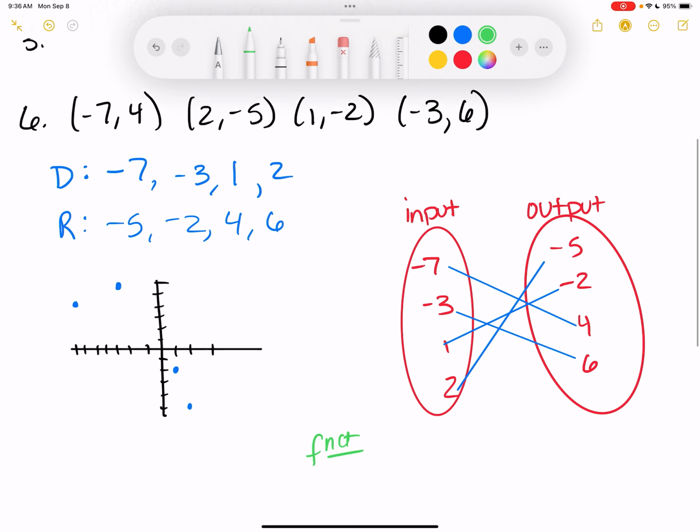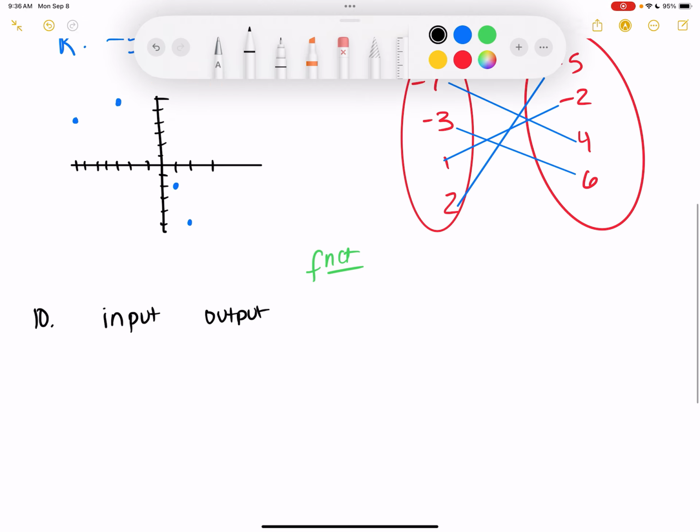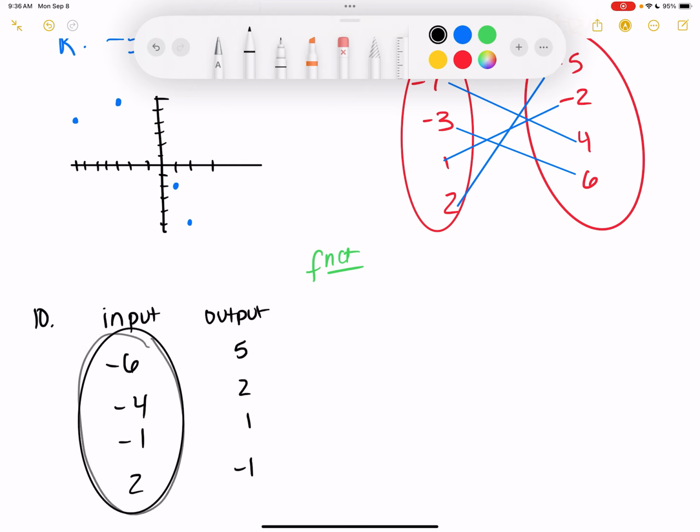Identify, tell whether the relation is a function, explain. So number 10, they give us a mapping diagram. And these are just given to you exactly: -6, -4, -1 and 2, and then output 5, 2, 1, and -1. So obviously they didn't write their numbers in order, but it's fine.